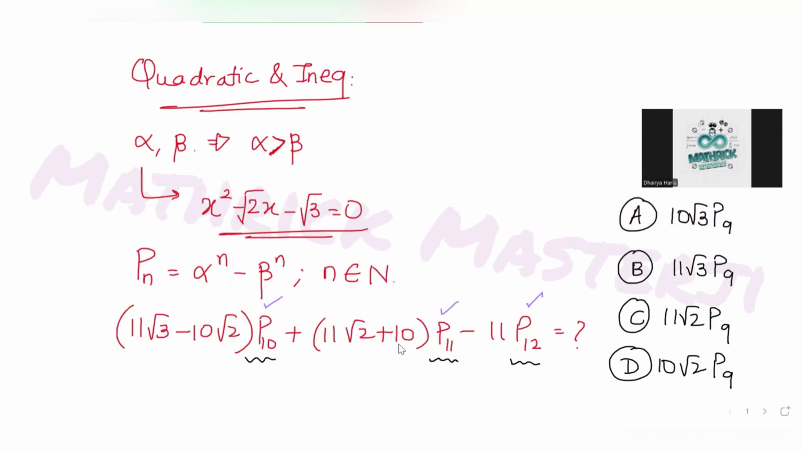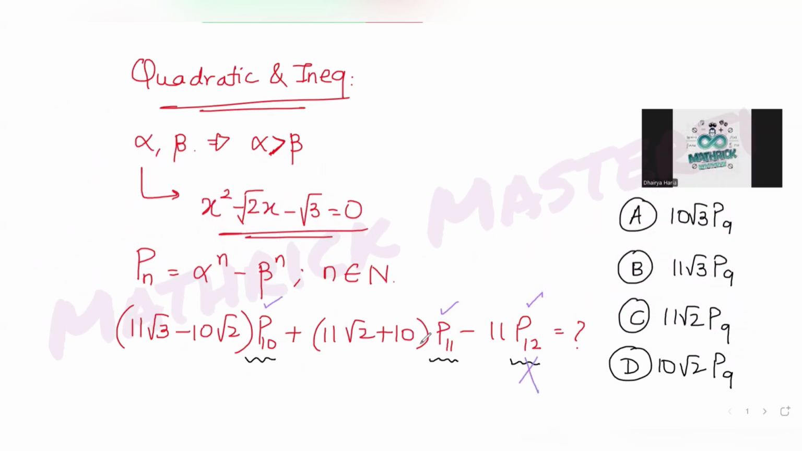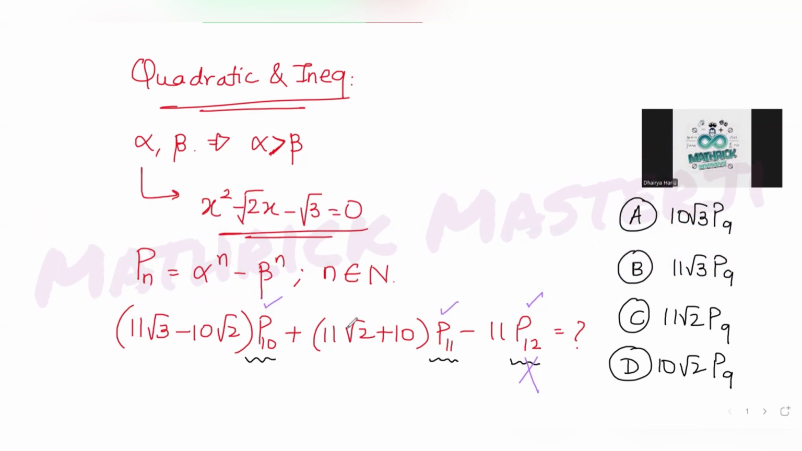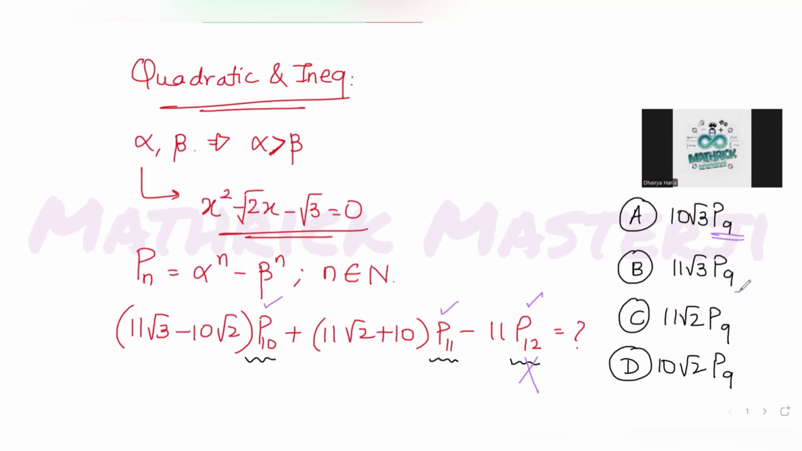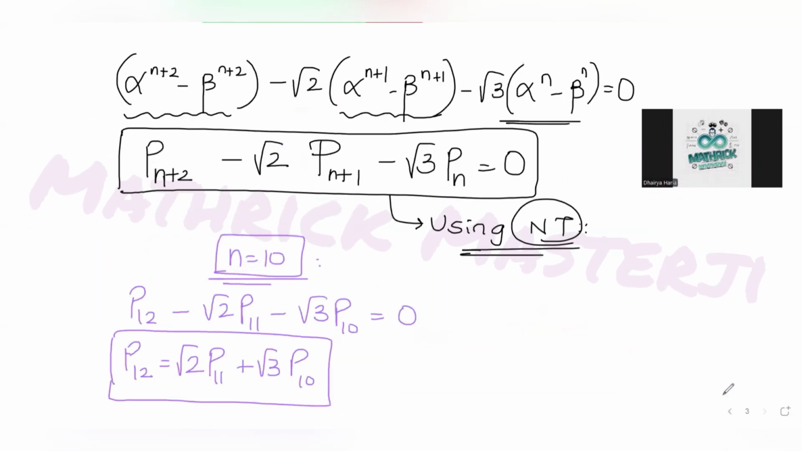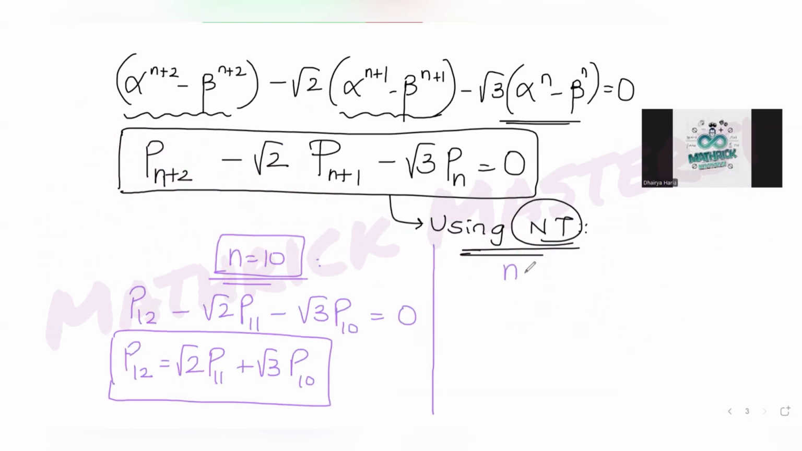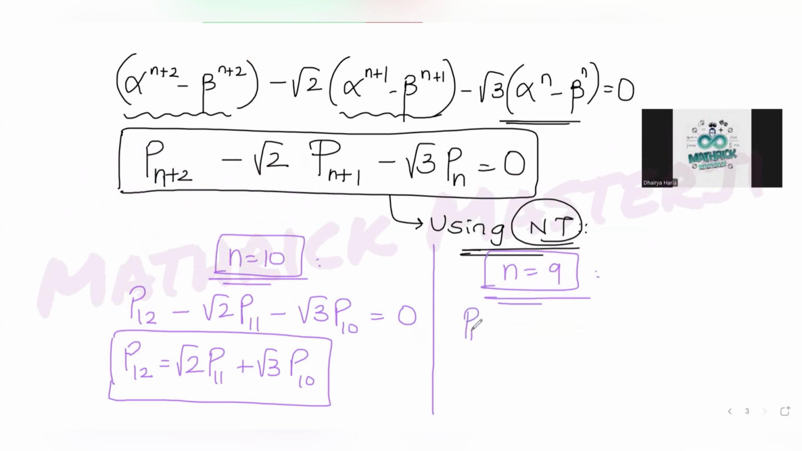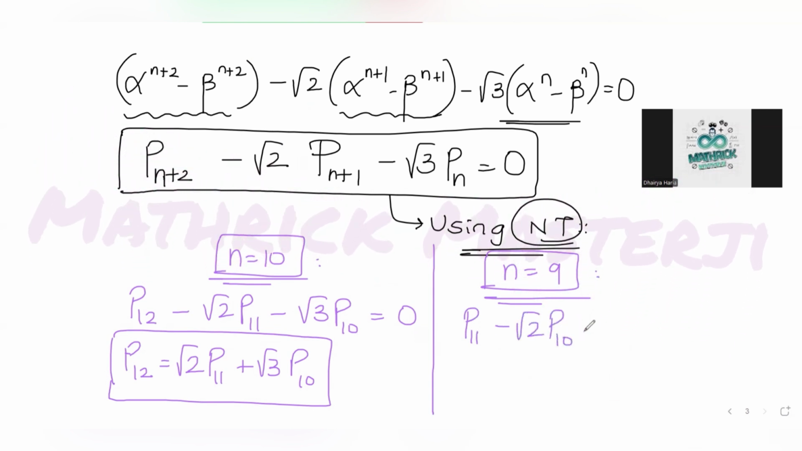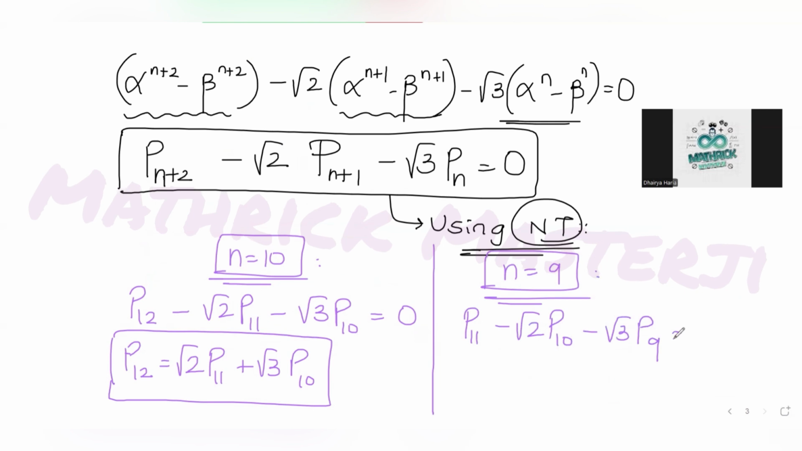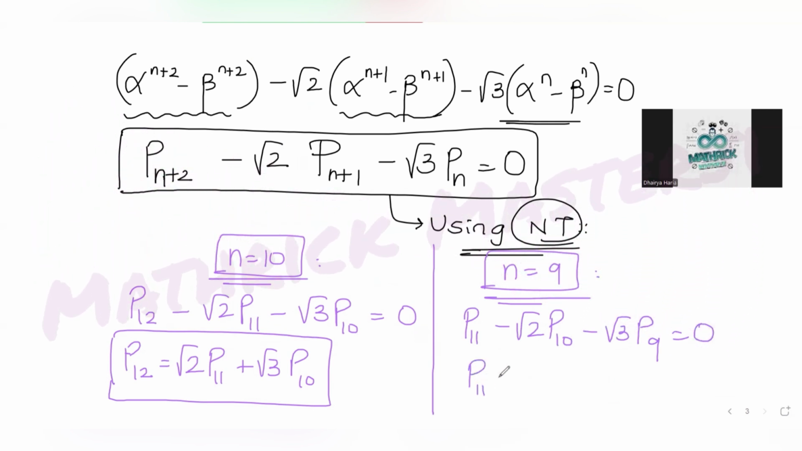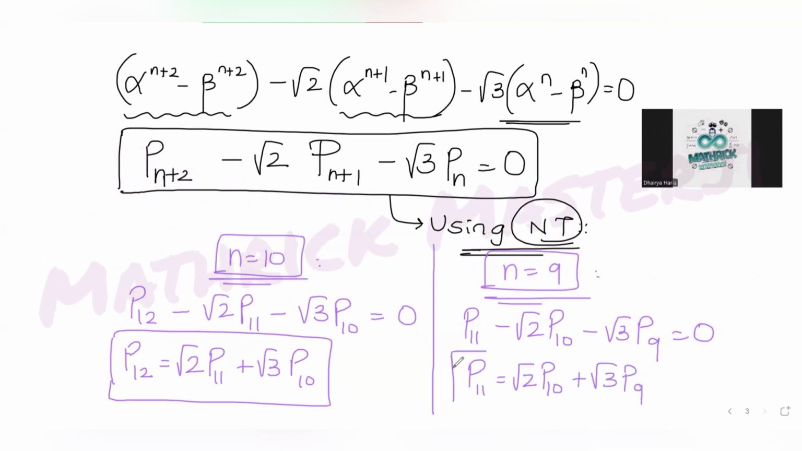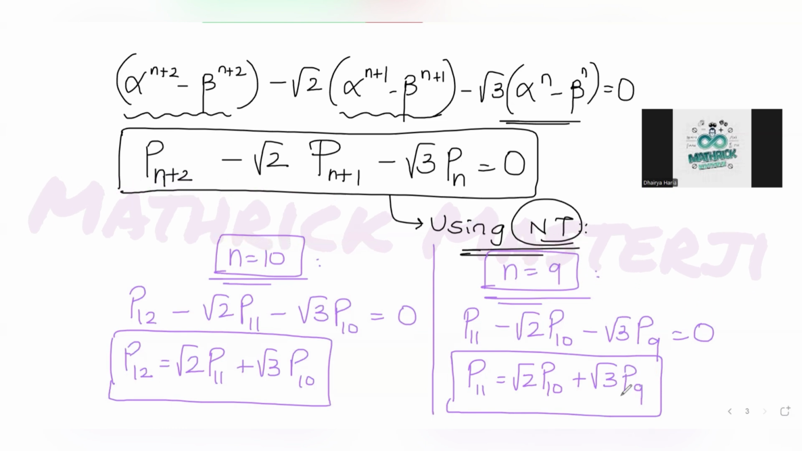But still, instead of three unknowns, I have converted P12 in terms of P11 and P10, but that would still be two unknowns, right? I want to convert it into one single unknown, and we want our answer in terms of P9. I don't have a relation for P9 as of yet. So instead of 10, let's put 9 as n. If I put n as 9, what do I get? P11 minus root 2 P10 minus root 3 P9. So I have again a relation which says P11 is root 2 times P10 plus root 3 times P9. Now I have P11 in terms of P10 and P9.